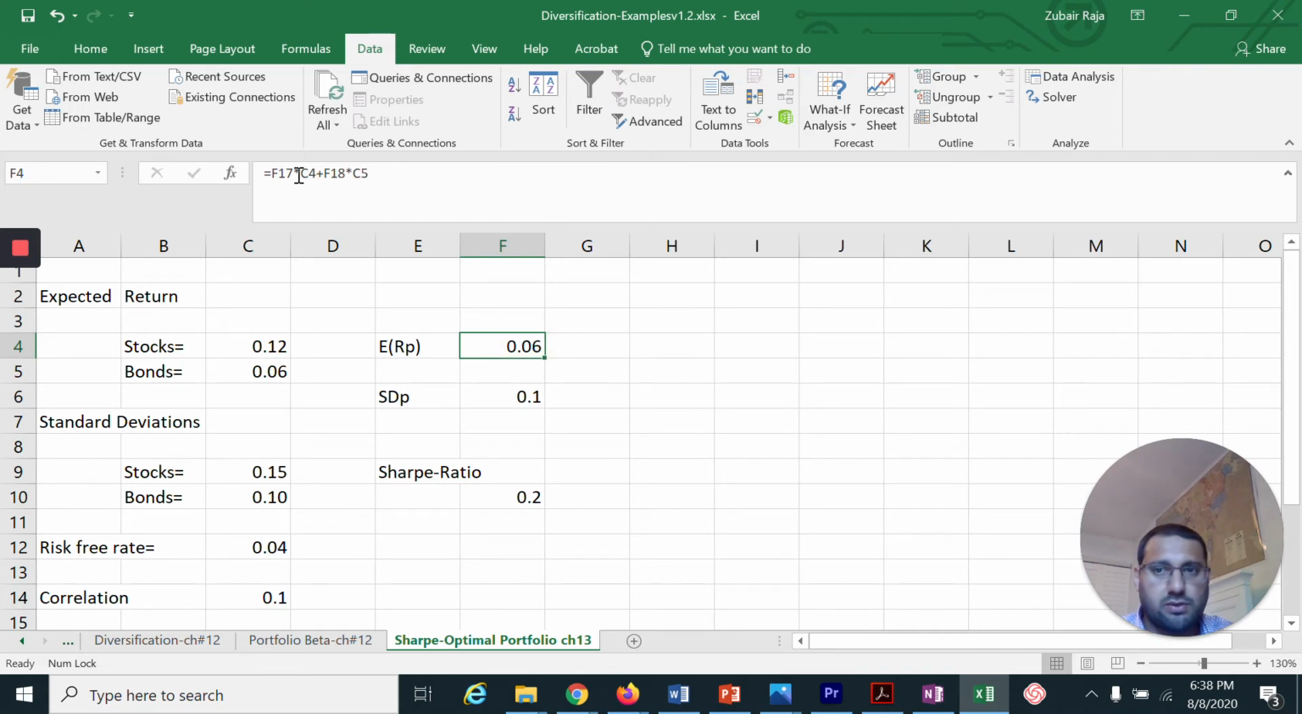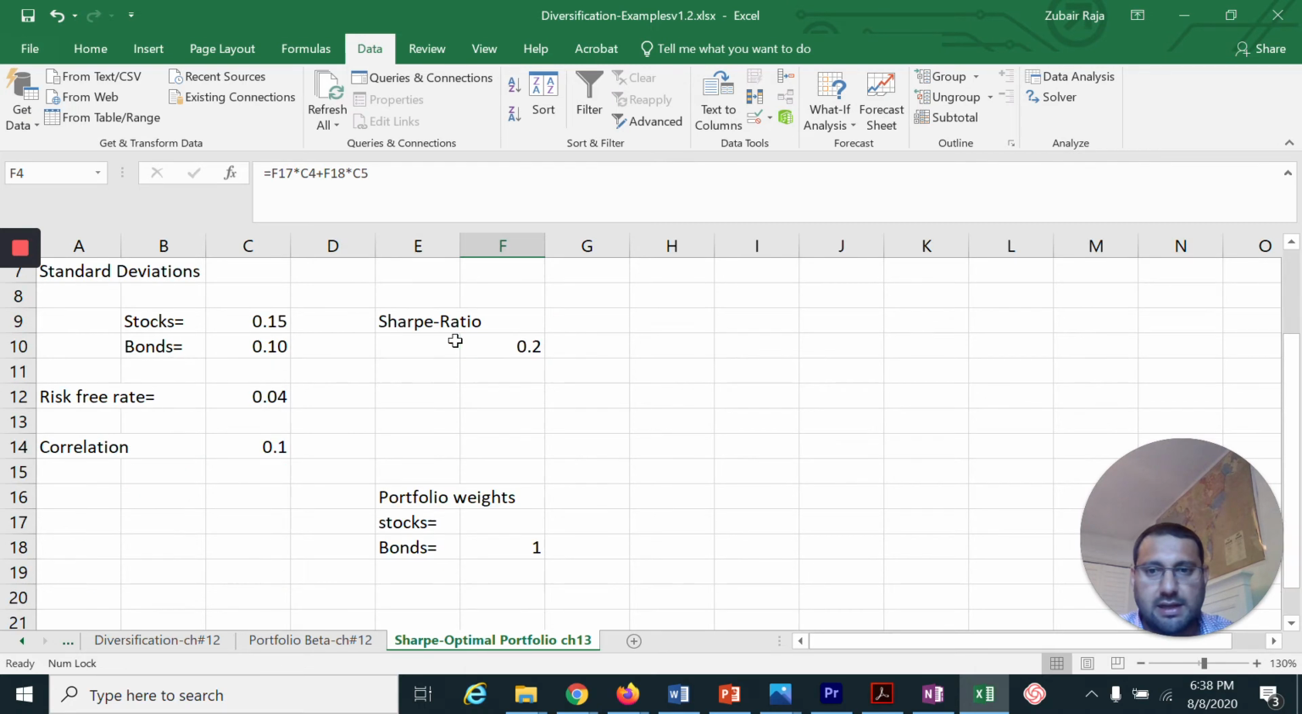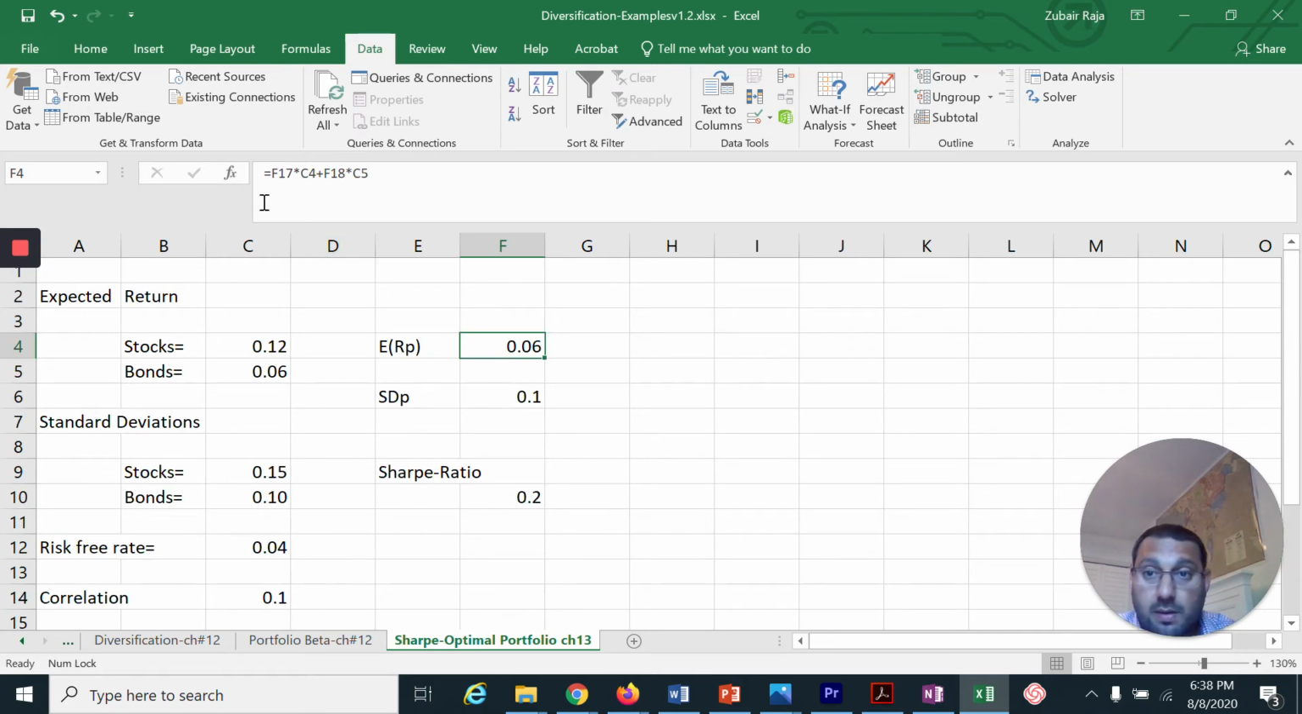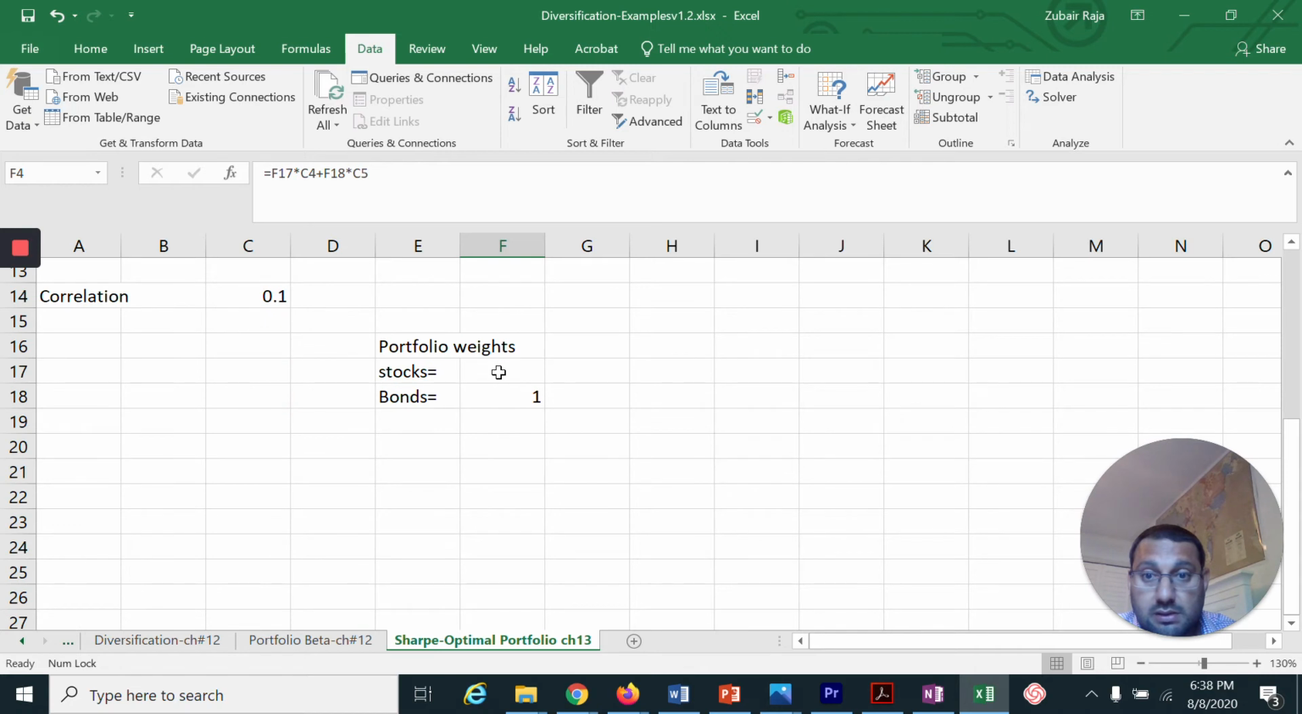However, when it comes to the expected return, I have to put the formula. So the formula is, you can see that it's F17. So F17 is over here, the stock weight. Remember what was the formula of the expected return? It's the weighted average of the expected returns of the individual assets present in the portfolio. So it means the weight of each asset, that is, how much percentage of the portfolio you have invested in that asset, multiplied by the expected return of that asset, right? So F17, right now it's blank, but there is a reason why it's blank.